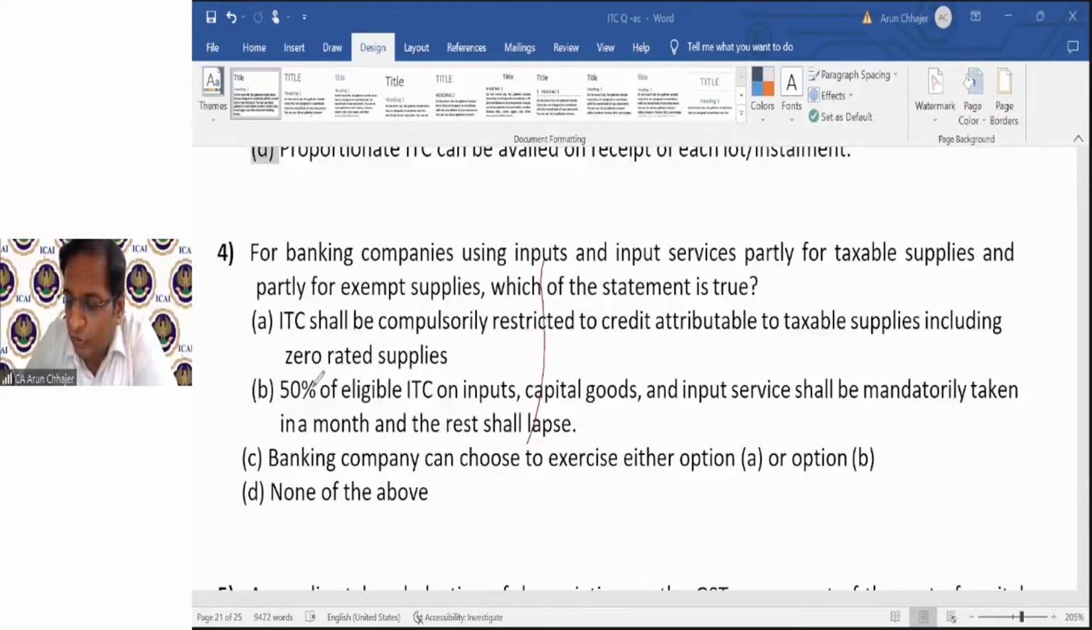वैशाली, इसमें क्या होता है सर? Zero rated supply would always be considered as taxable supplies. What is zero rated? Two categories of supply are zero rated: one is export, and the other is supply to an SEZ unit or developer. If you are making zero rated supplies, then it will always be considered as taxable. No reversal is required.